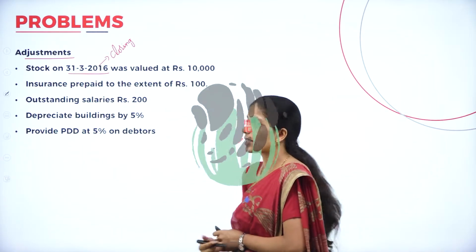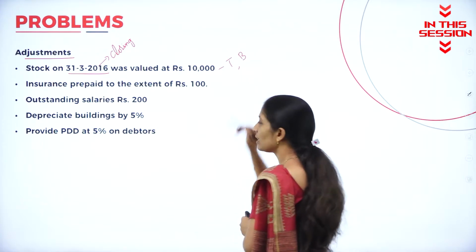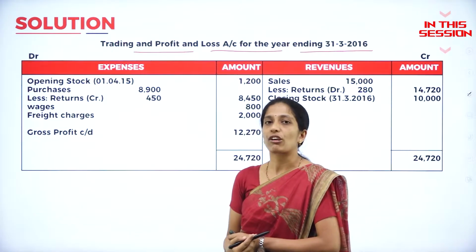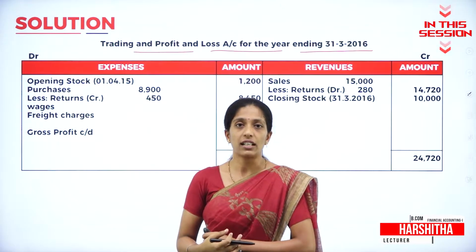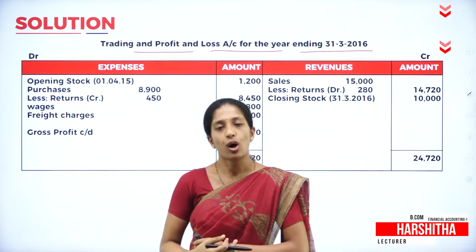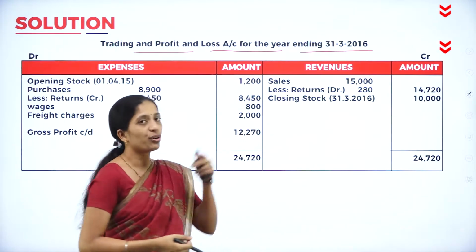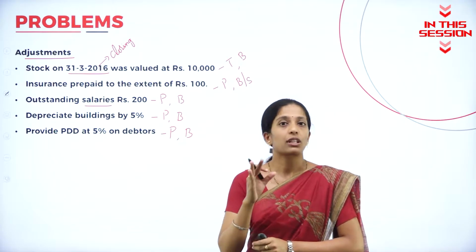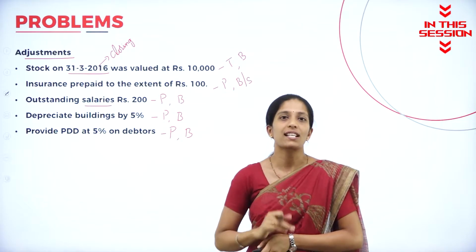We record this closing stock once in the trading account and another time in the balance sheet. What is the format of the trading account? You'll have a debit as well as a credit side. Under the debit side, expenses or losses amount, and in the credit side, revenue or gains amount. The items in the trial balance should come once in your solution, and the adjustments have to come twice in your solution.